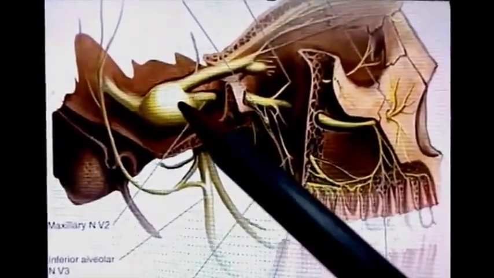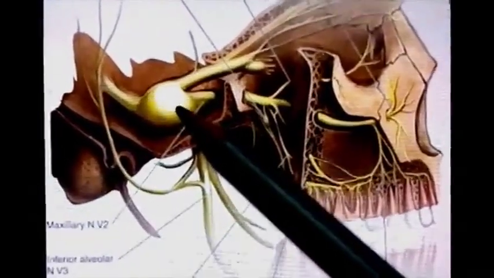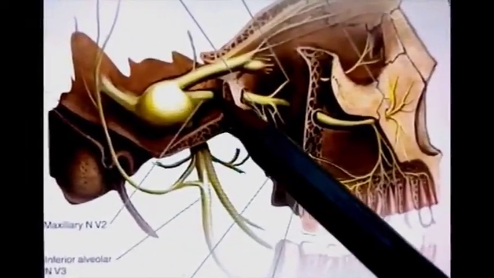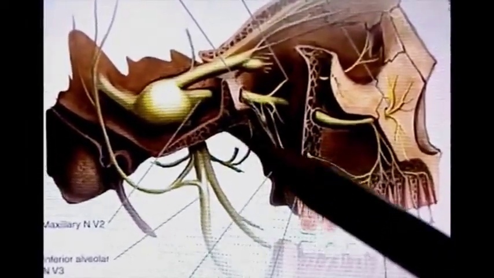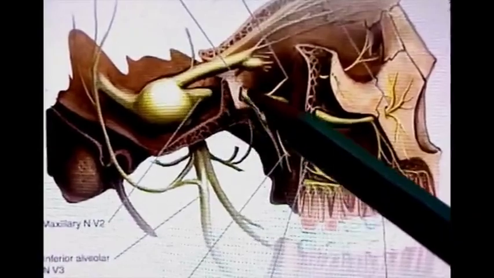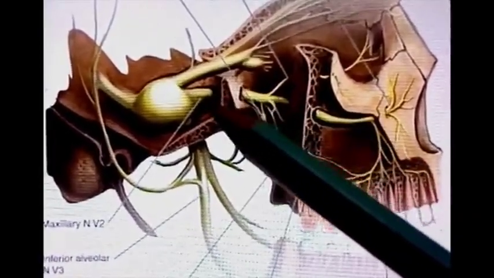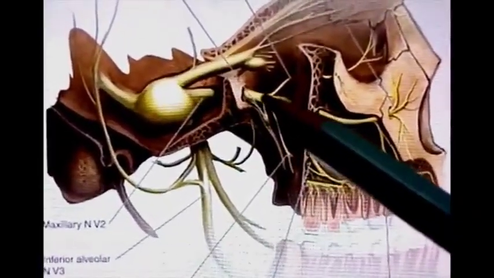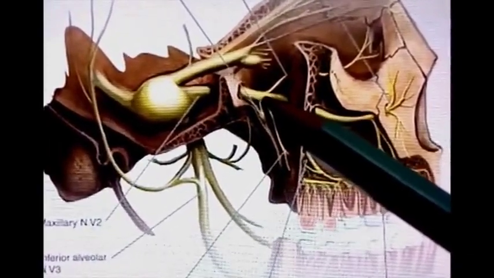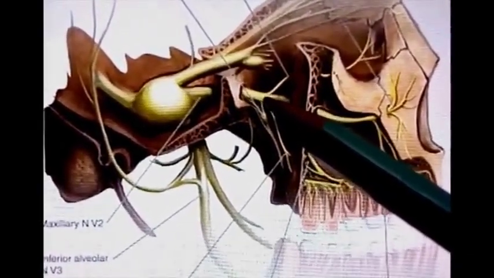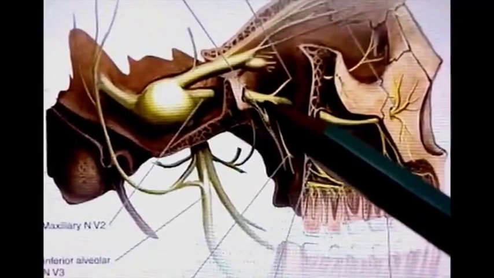So trigeminal ganglion gives the second division, that is known as the maxillary nerve, which passes to this fossa through the foramen rotundum, and within this fossa it gives 2 branches. Maxillary nerve gives 2 branches, zygomatic branch and posterior superior alveolar nerve.